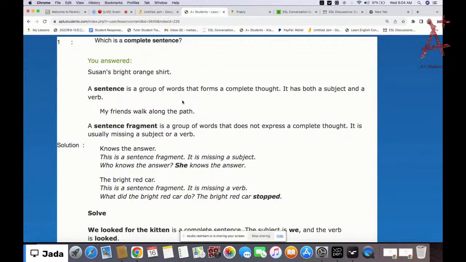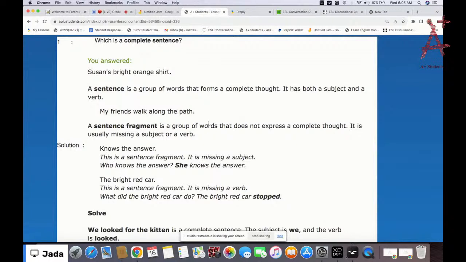Now we'll move on to the sentence fragment. A sentence fragment is a group of words that does not express a complete thought. So now it's the total opposite of the complete sentence. It is usually missing a verb or a subject. So that's the sentence fragment: it is either missing a subject or a verb.